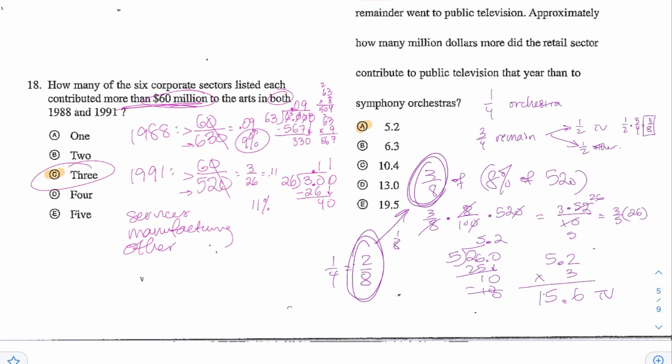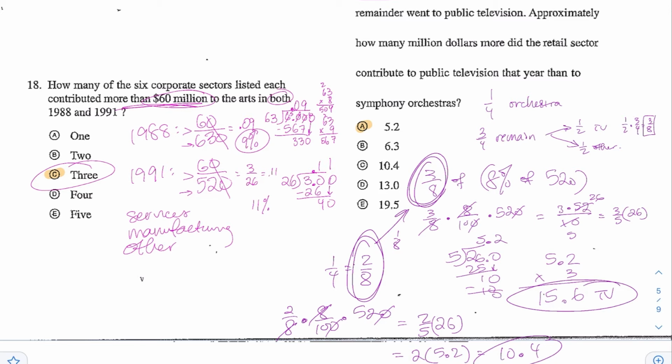So you can also calculate by doing 2 out of 8 times 8 over 100 times 520. So the same things will cancel out, and this will just be 2/5 of 26, which will be 2 times 5.2, which will be equal to 10.4. So when you subtract 15.6 minus 10.4, which went to the orchestra, the difference will be 5.2. Choice A.